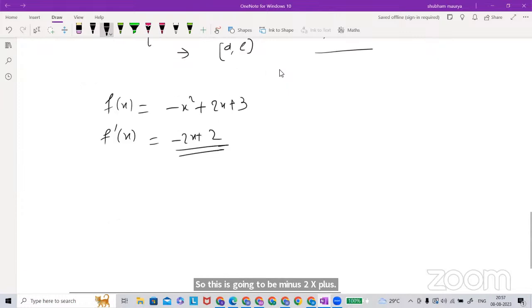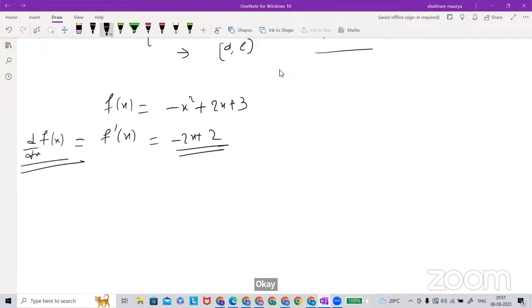Sir, prime means derivative. So prime means here that I'm just differentiating. Derivative means this is d of f. Prime means I'm differentiating this function with respect to x, and I'm getting this. So this is the derivative. So here we got the derivative of the function.